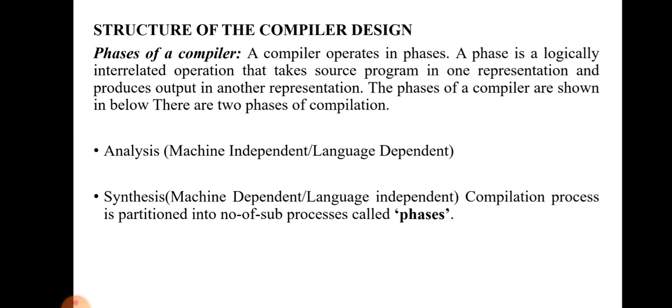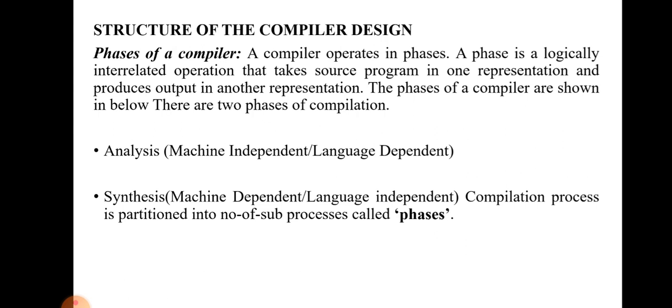Next, the important topic is the phases of the compiler. The compiler operates in different phases. There are two main phases: one is the analysis phase and the second is the synthesis phase. In the analysis phase, the source program is converted into an intermediate representation. The synthesis phase gets the intermediate representation as input and produces the target program as output.